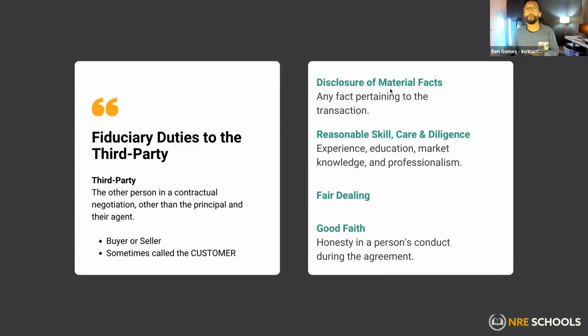You owe them disclosure of material facts. You owe them reasonable skill, care, and diligence. You owe them fair dealing, and you owe them good faith, to be honest during your transaction. I don't think a lot of this stuff is too crazy to ask for. This is all common sense stuff, but this is just the vocabulary of it.